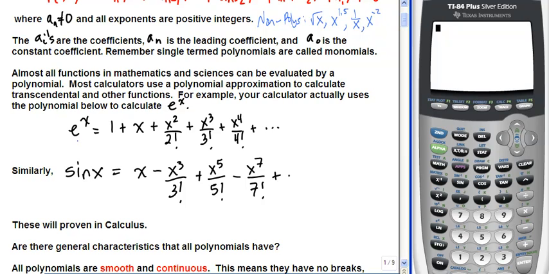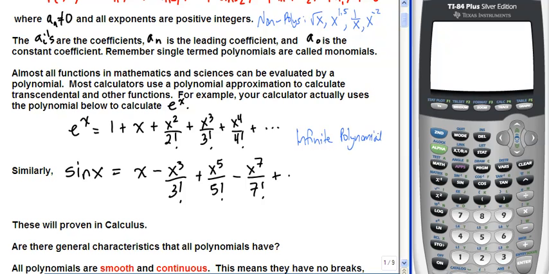For example, e to the x, it turns out, is the infinite polynomial 1 plus x plus x squared over 2 factorial plus x cubed over 3 factorial plus x to the 4th over 4 factorial, and so on. And this does go on forever. So this is an infinite polynomial.